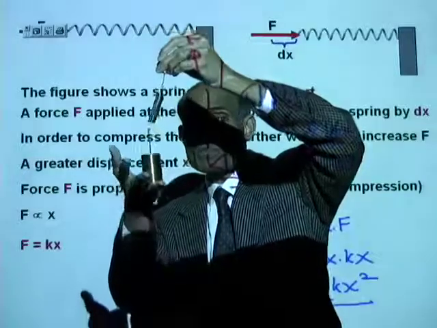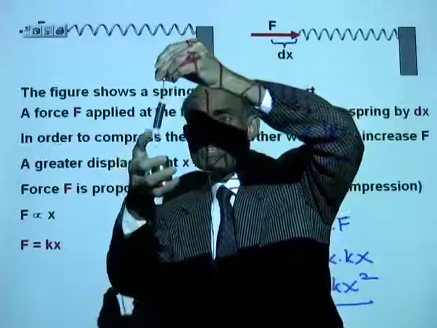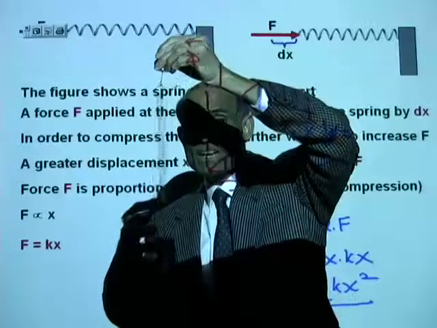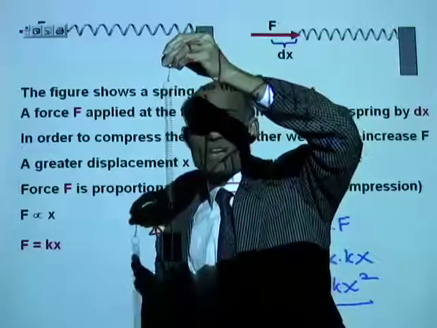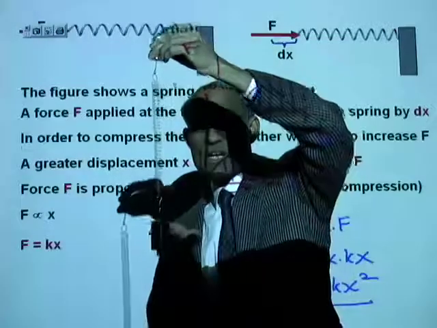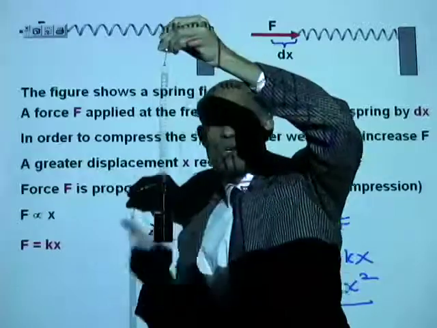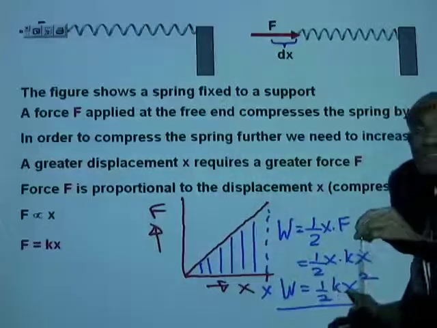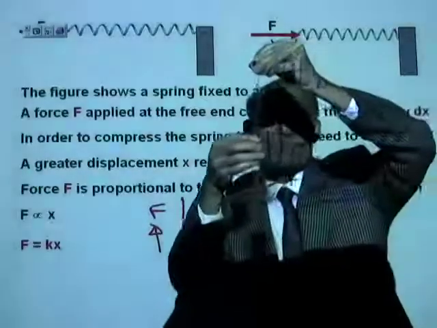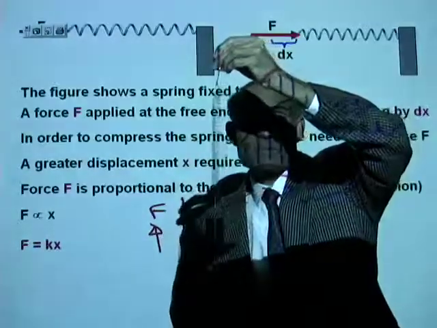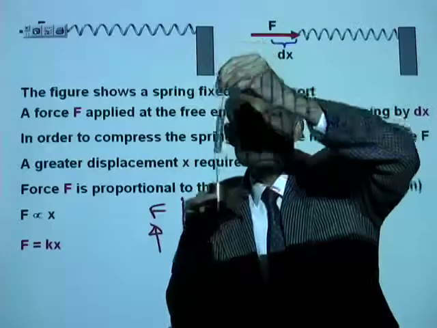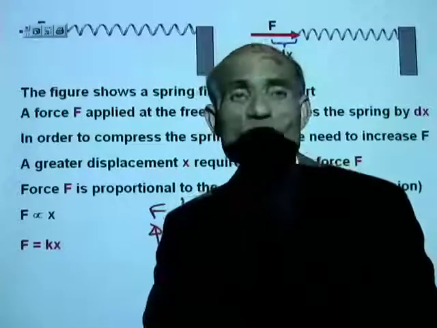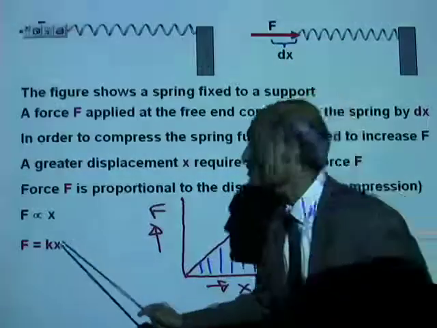Now look at this. This is the length when it is unstretched. Now I can measure the length x, and therefore I can now calculate the work done in producing the stretch. What is the work done? Equal to 1/2 kx squared, where k is called the spring constant of the spring, and x is the amount of stretch.